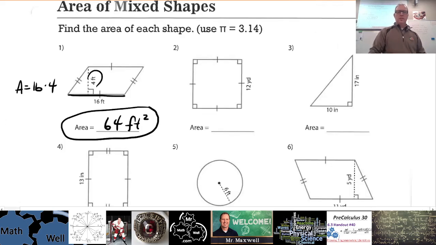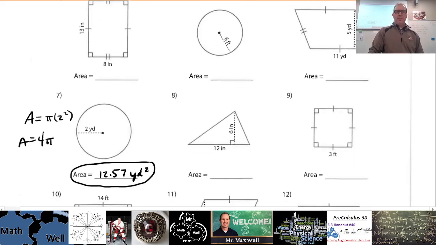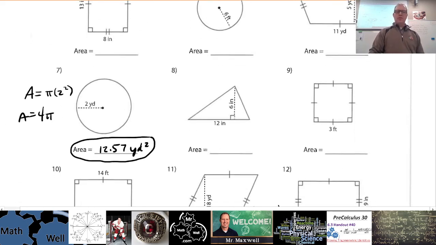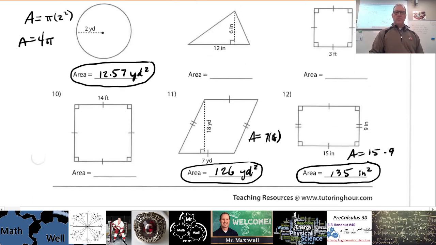All right, some selected answers for page 3. Number 1, 64 feet squared. Number 7, remember it's pi r squared for the area of a circle. So that's 4 pi, similar to the one we did in the previous page, just different unit. So 12.57.